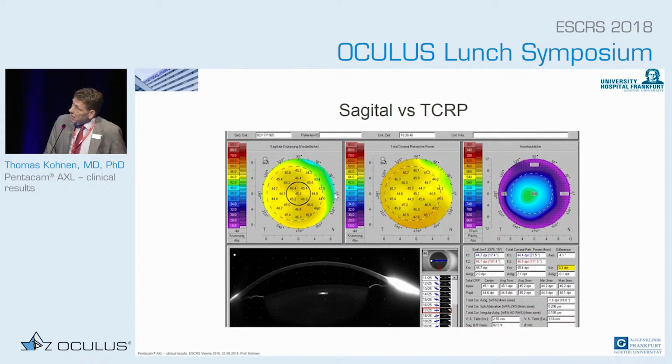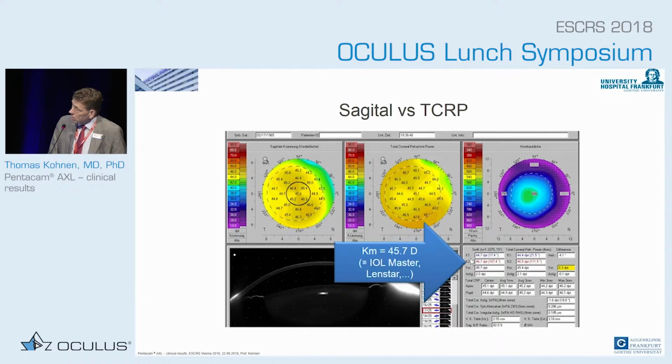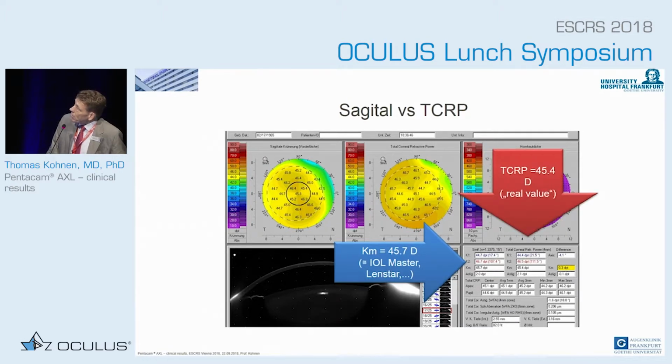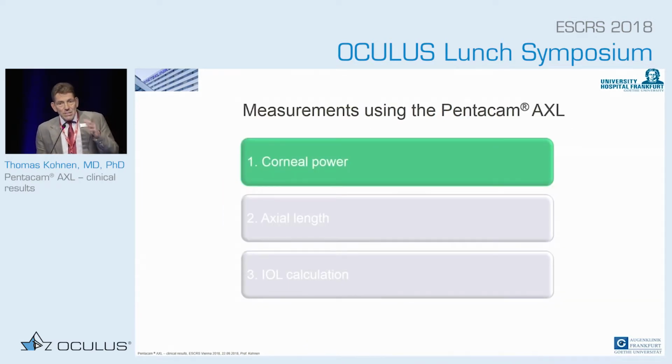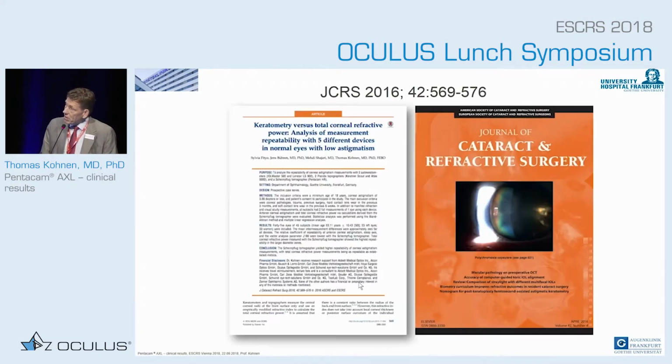Here from the Pentacam, to demonstrate this to you in this slide, you have basically a keratometry measurement which gives you, for example in this case, a very low number, and here you have a total corneal refractive power of the same value. You see the difference is only 0.3 diopters between SimK and the total corneal refractive power. And this can make a difference according to the outcome. Very quickly, corneal power, axial length, and IOL calculation.